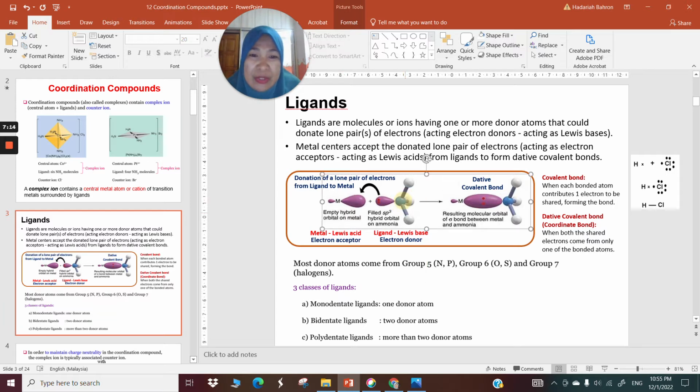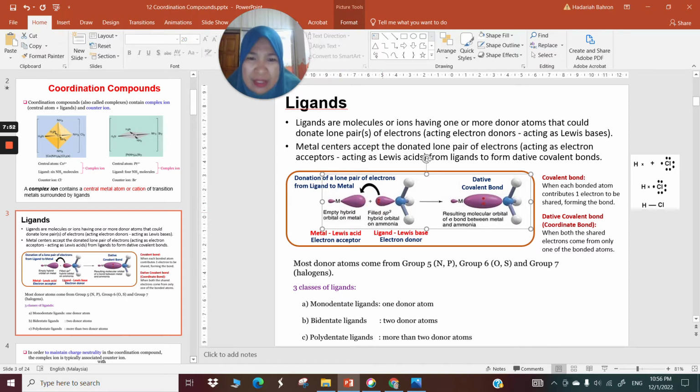And here is your ammonia. Can you recognize that this blue and 3 whites are actually nitrogen and 3 hydrogens? This is ammonia, yeah, ammonia ligand. And the lone pair of electrons of ammonia is sitting on that lobe. Remember your VSEPR? This is in fact your ammonia. So this lone pair of electrons that are sitting in the lobe at the top is donated by the nitrogen to the metal to form a dative covalent bond.